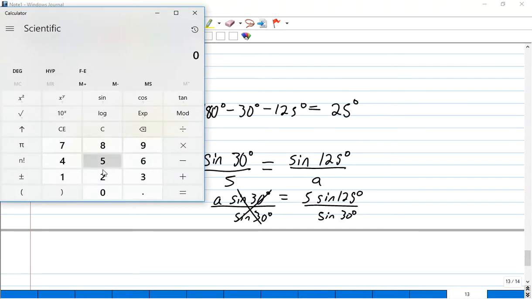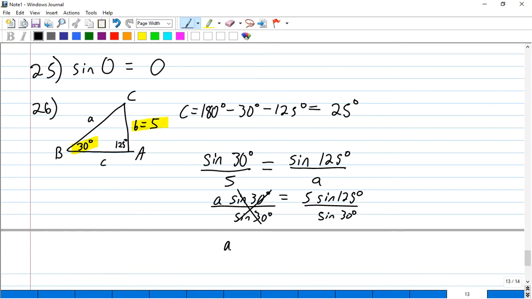So you got to learn how to use your calculator. So 5 times, for mine I got to say 125 sine, equals, divided by, well, I know what the sine of 30 degrees is, but I'm going to punch it in anyway. Equals. If I round it to 2 places, then that's going to be 8.19. So side A is about 8.19.